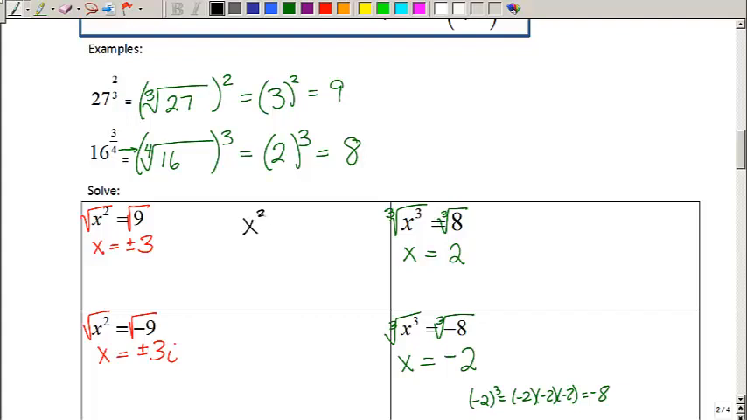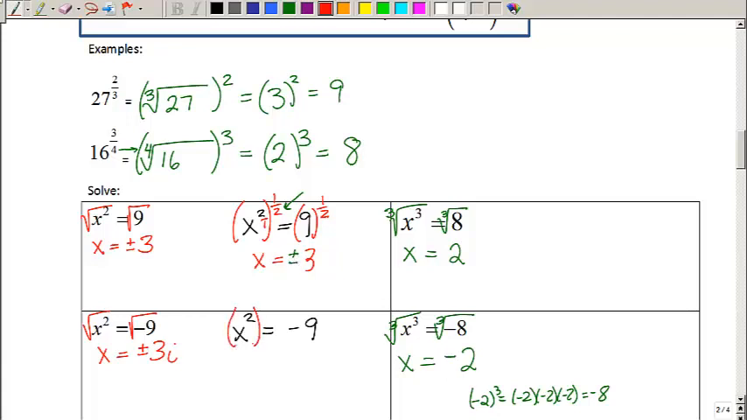Another way I could have solved x squared equals 9, instead of taking the square root, I could have raised both sides to the 1/2 power. The 2 and the 1/2 are reciprocals, and they multiply out to 1. So we have x to the 1, or really just x, equals 9 to the 1/2. Well, 9 to the 1/2 is simply 3. But because I had a 2 in my denominator here, that's like the square root. So therefore I have to put a plus or minus here.